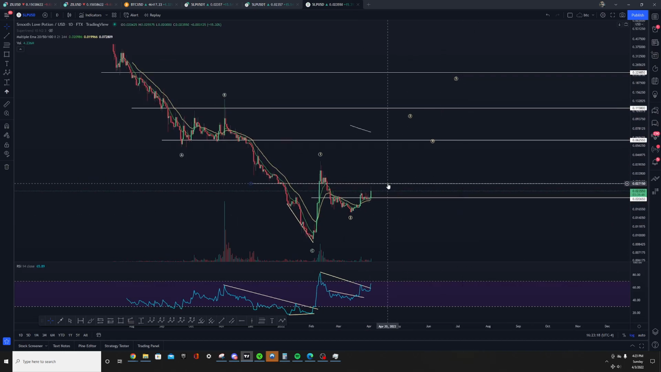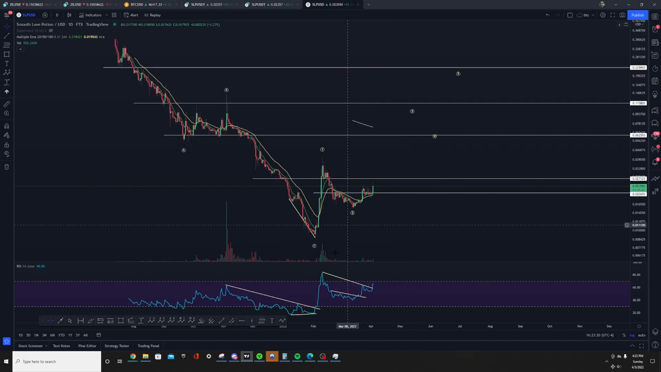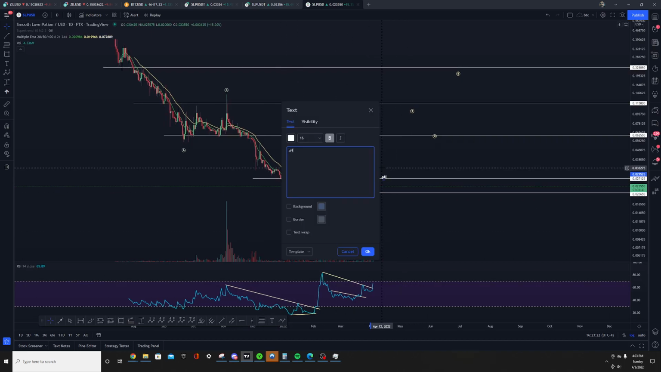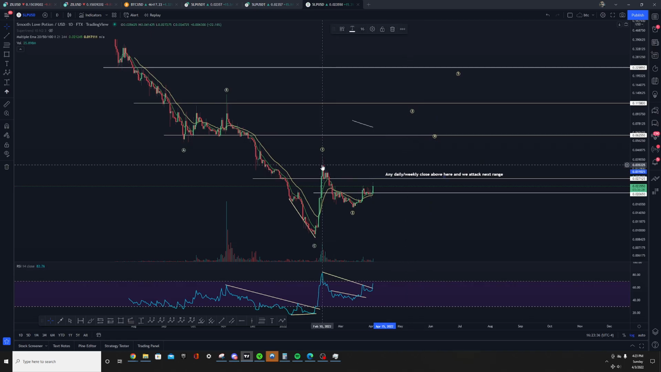So what's our next pivot? Our next pivot right here is 0.027. So any daily or weekly close above here, and we can attack the next range. For the next range high, you can either put it here, 0.03, but I think it's going to go for 0.06. It's a pretty low cap coin. It has a lot of liquidity at the same time, which is very rare. So that's why a big move could come. So I will look for 0.06.